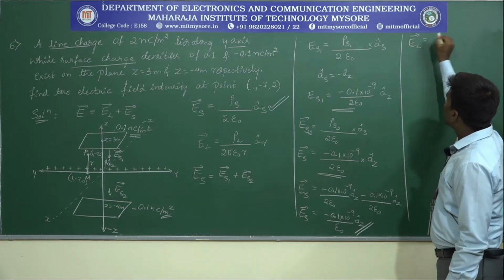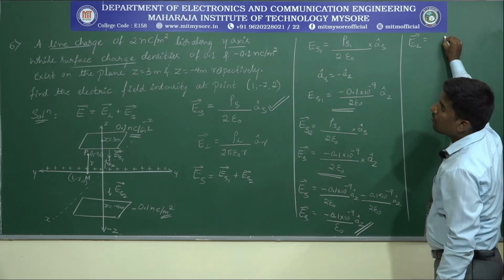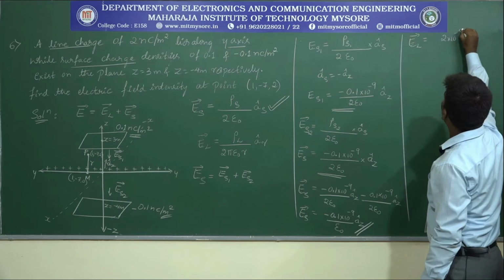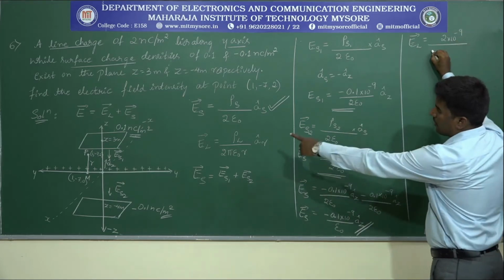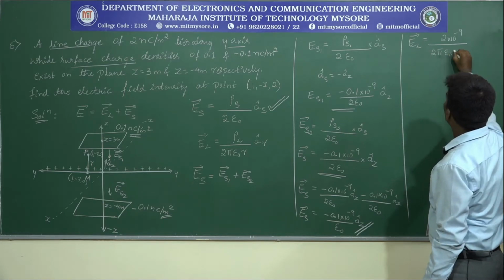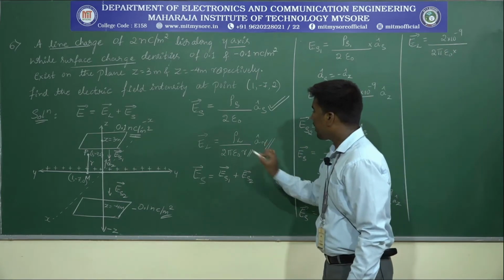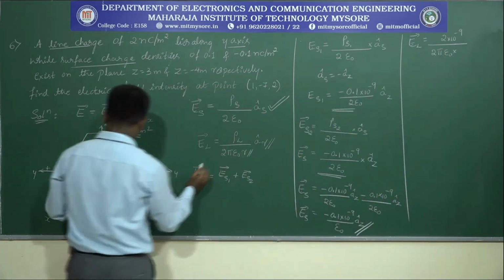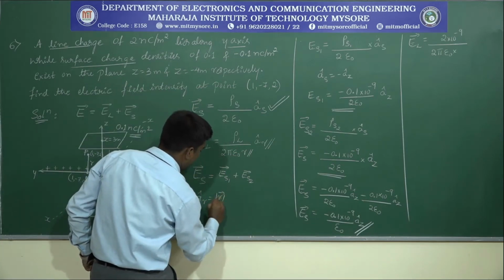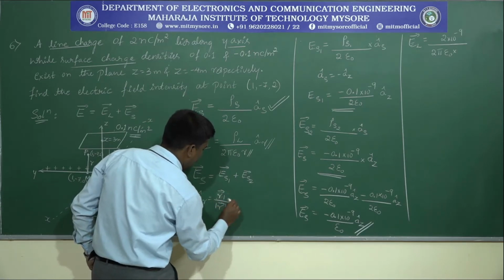What is EL? Electric field intensity due to line charge, that is rho L. What is the value of rho L given? 2 nanocoulomb. 2 into 10 power minus 9 divided by, what is the value? 2 pi epsilon naught into R. What is the value of R? So we don't know this vector R, A cap R and R. Let me solve this. How to solve A cap R? A cap R is equal to R divided by magnitude of R. How to solve this?